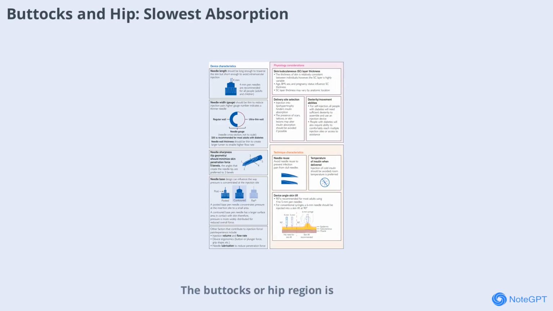The buttocks or hip region is characterized by the slowest absorption of insulin. This makes it a preferred site for long-acting insulins, which are designed to provide a steady release over an extended period. As with other sites, rotating injections within this area is essential to prevent complications and ensure effective insulin delivery.